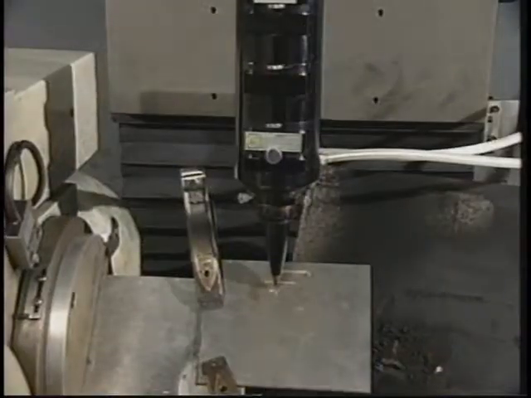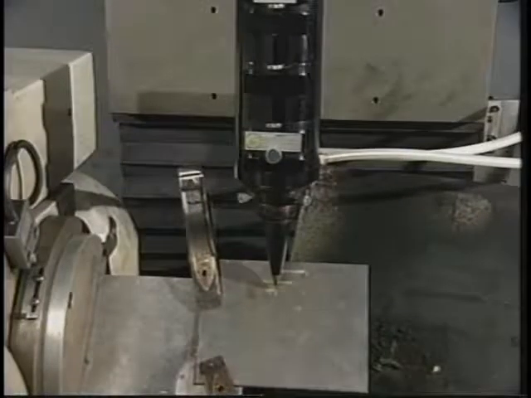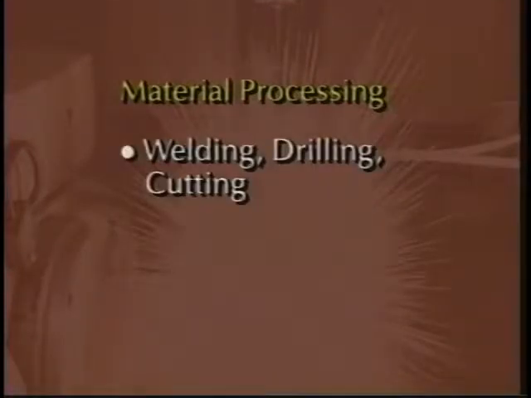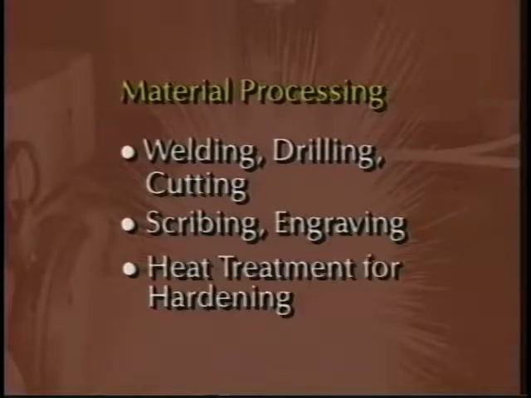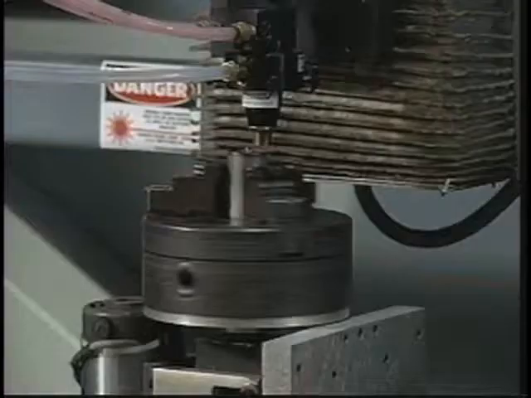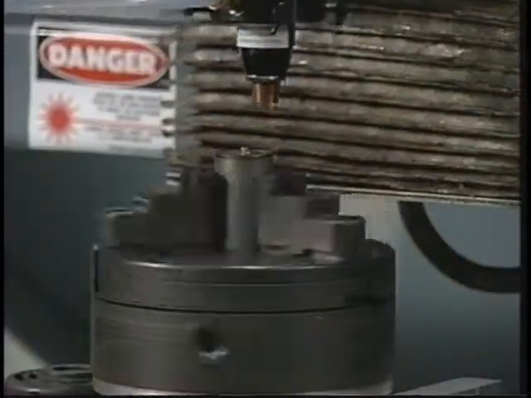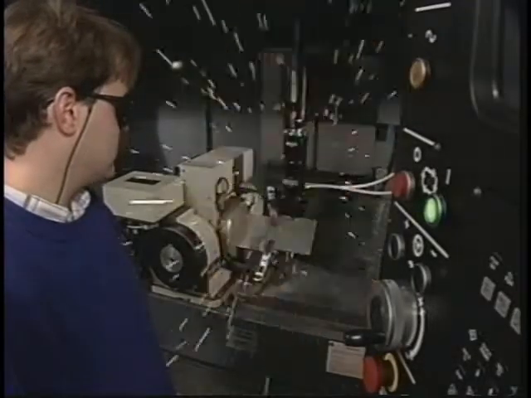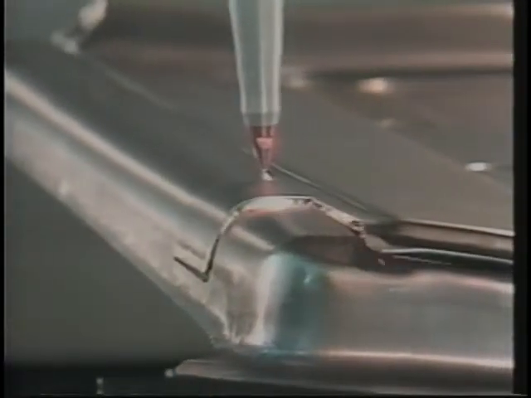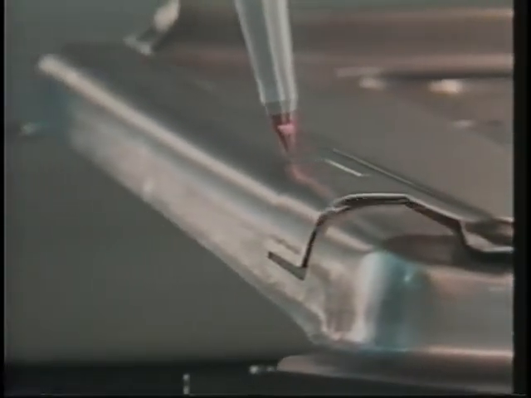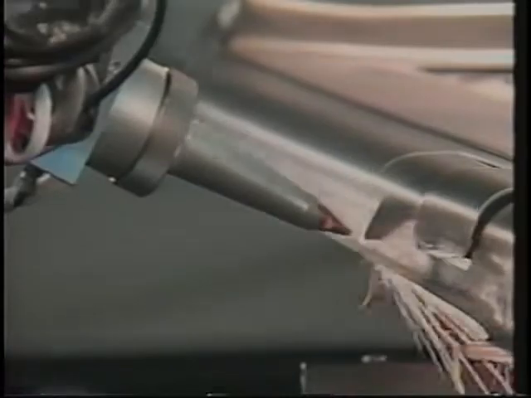In manufacturing, high-powered lasers are most often used in material processing, such as welding, drilling, and cutting, scribing and engraving, and heat treating of materials for hardening. CO2 and neodymium YAG lasers are the most common types. Their laser beams are often delivered to a target by robotics or optical components, such as optical fibers.